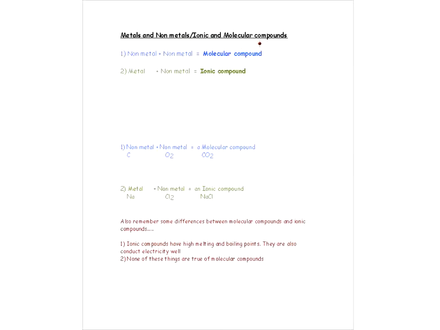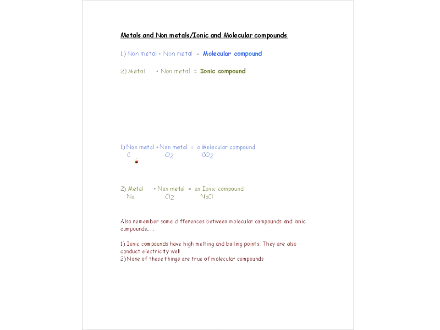Okay, so now, guys, we're going to talk about metals and nonmetals and ionic and molecular compounds. Okay, so if you've got a molecular compound, it's made up of 2 nonmetals. And do you remember what side of the periodic table the nonmetals are found on? The right side, good. If you have an ionic compound, you've got a metal from the left side combined with a non-metal from the right.